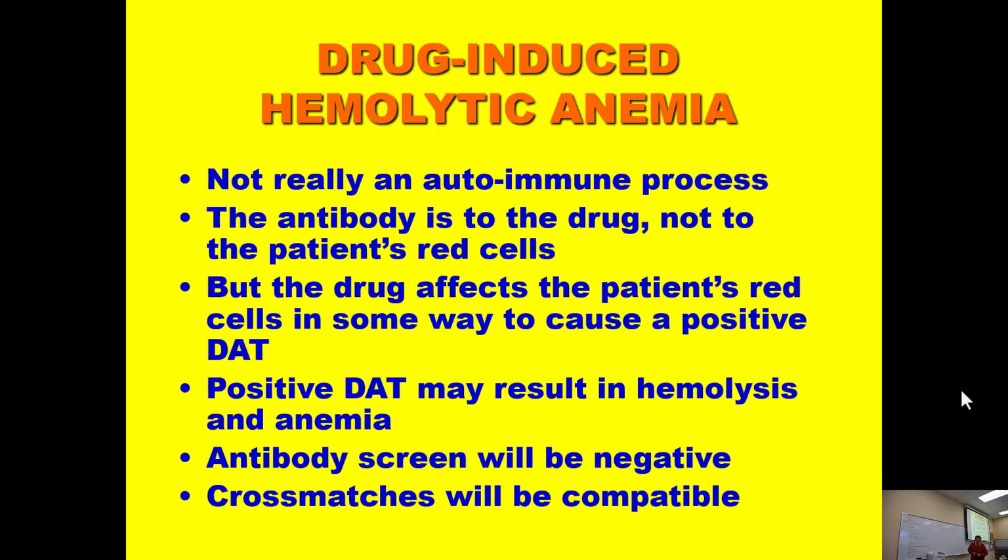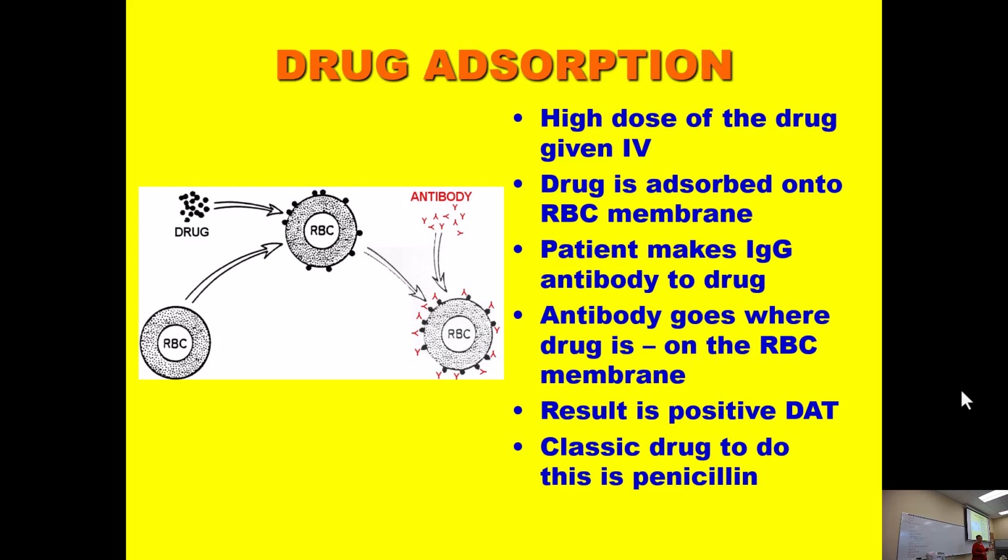Drug-induced hemolytic anemia, it's not really an autoimmune process, but it kind of falls in this category. The antibody is to the drug, not to the red cells, but the drug is affecting the patient's red cells to cause a positive DAT. Positive DAT is going to result in hemolysis and anemia. Antibody screen will be negative, but the cross matches will be compatible.